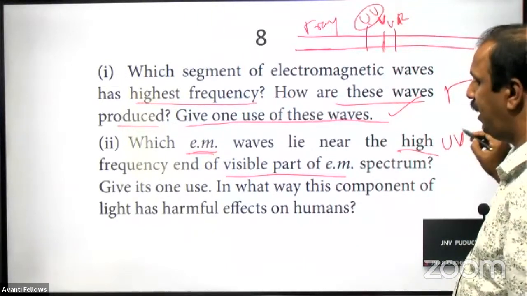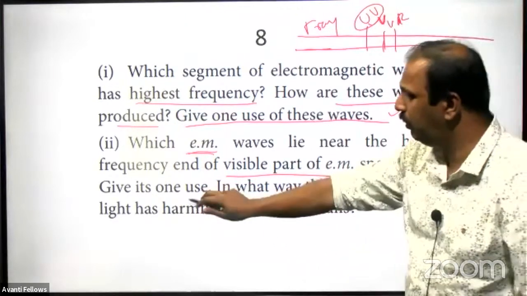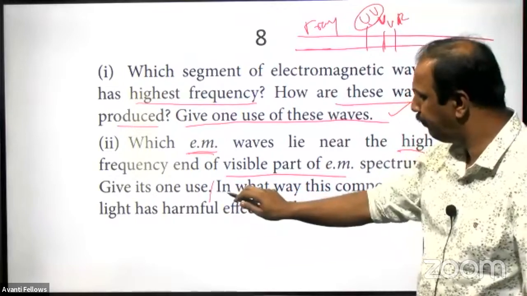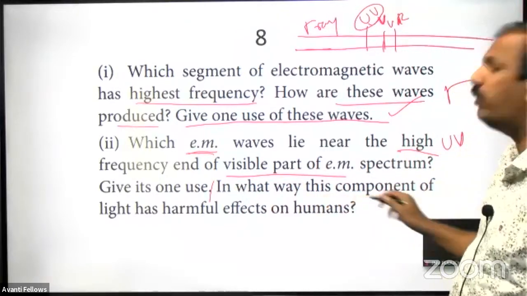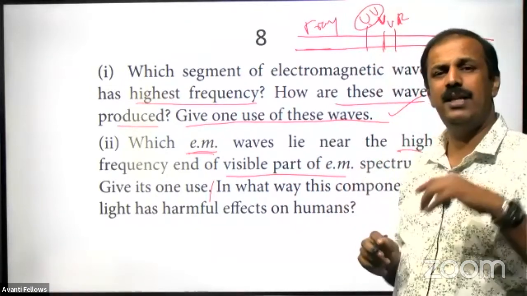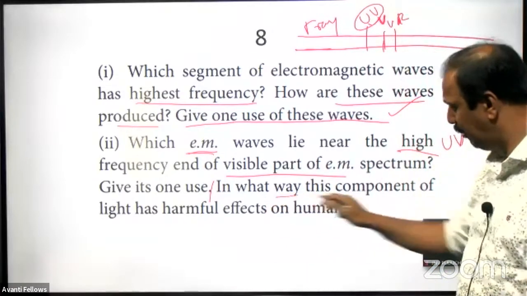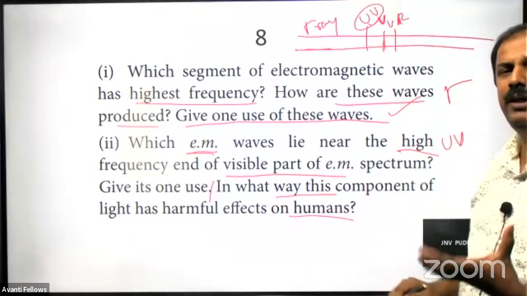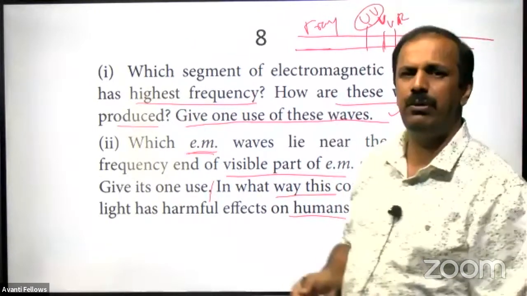If you don't know that answer, see the next part, then you will get the answer. Give one use, let it be there. In what way does this component of light have a harmful effect on humans? Because for visible light, if you take two sides, one side is infrared, another side is UV. It is telling something about harmful. So harmful is actually ultraviolet only, UV radiation. How is UV radiation harmful?